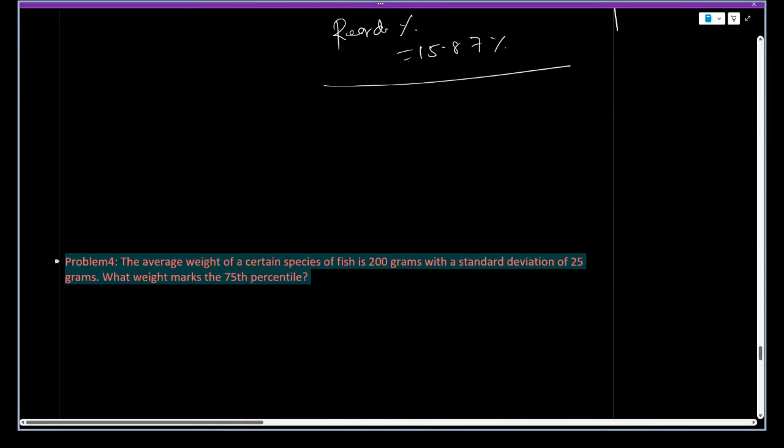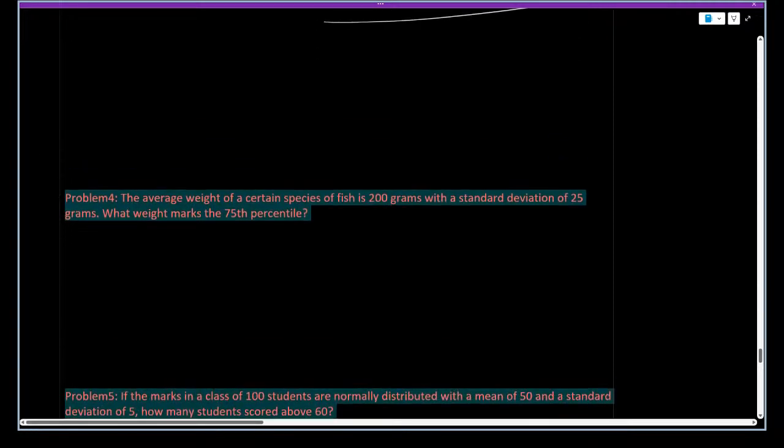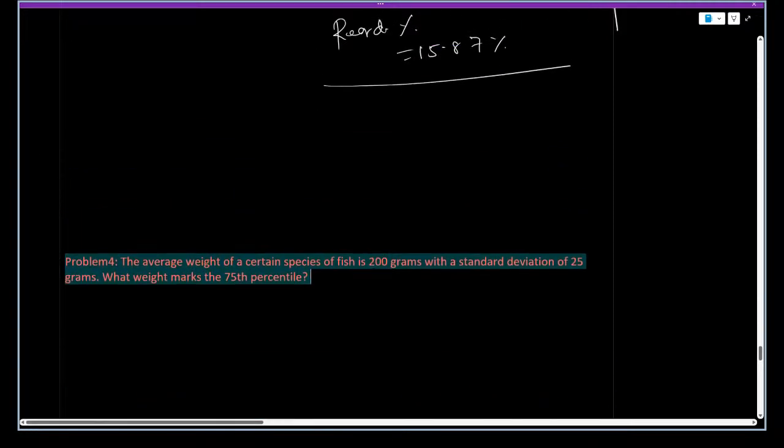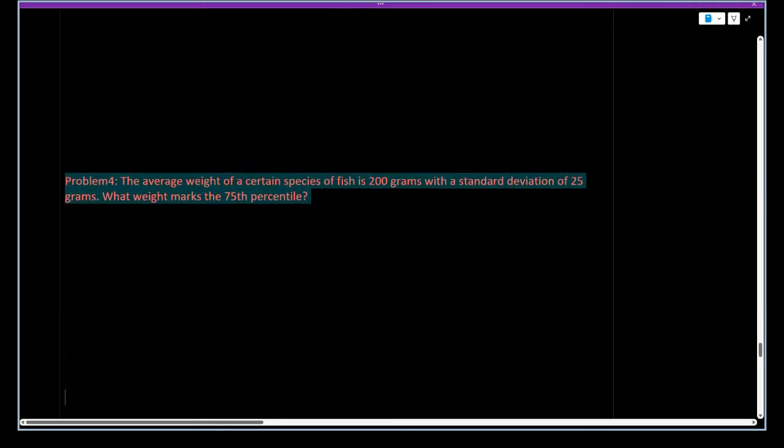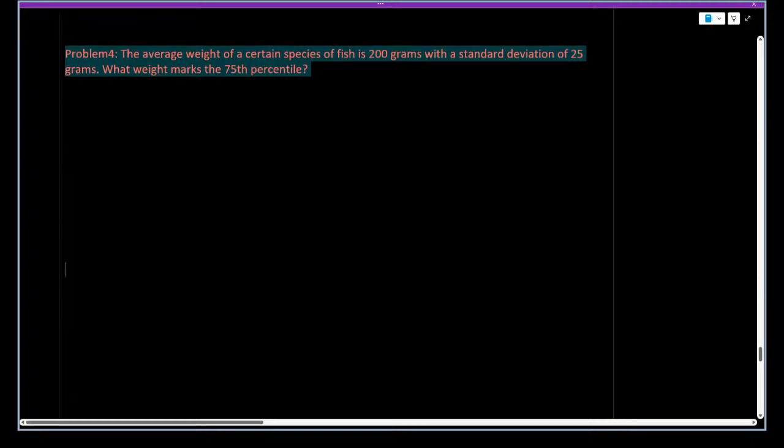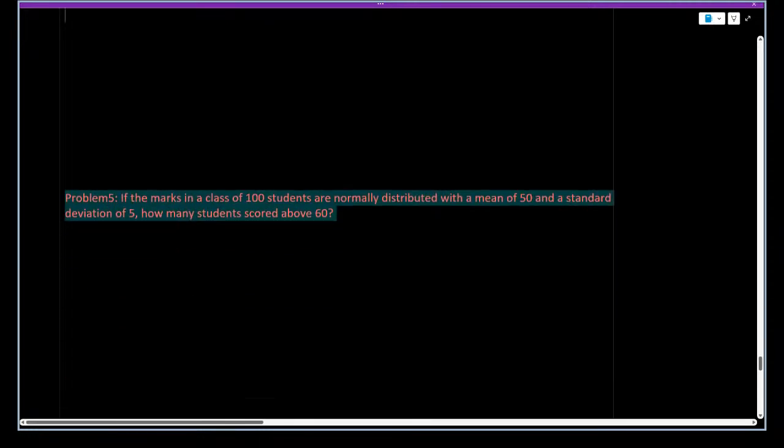Now the question is, the average weight of a certain species of fish is 200 grams with a standard deviation 25. What weight is like the previous one? Like the previous sum I have discussed already. Let us do this one.